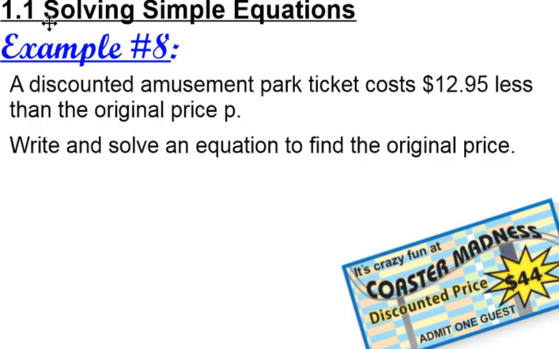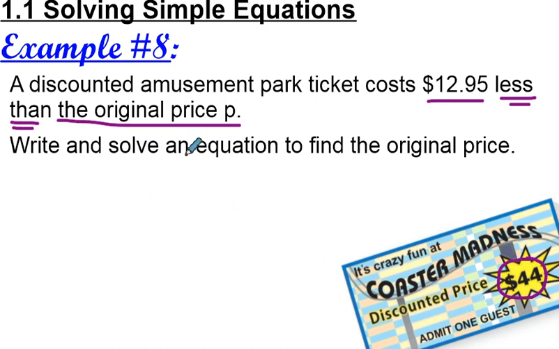All right, the very last example in this lesson, it says a discounted amusement park ticket costs $12.95 less than the original price P. Write and solve an equation to find the original price. You can't actually do this problem without looking at this diagram down here. So you have to know the discounted price in order to do that problem. So if you're given a graphic, always look at that in detail because you might have some information in there that you need. And again, in this case, you need that.